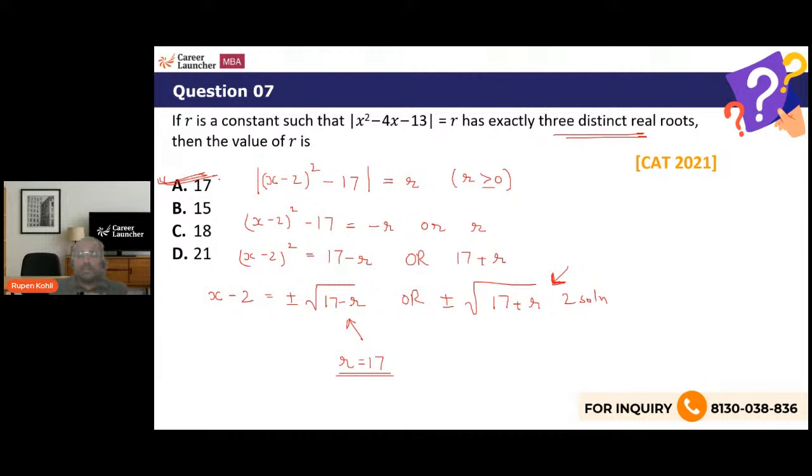So these are all the concepts, and you can see the different questions that have been asked, and also some expected questions, right? So this was our session on modulus. Again, very important concept. Questions have been asked and will be asked, right?